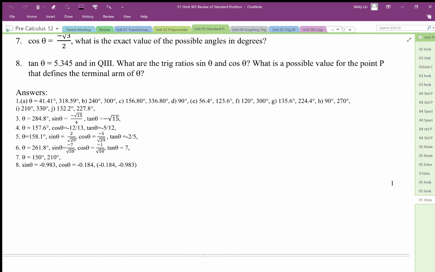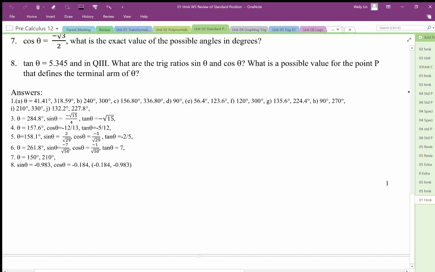Question number 8. Tan theta equals 5.345 and is in quadrant 3. And it asks, what are the trig ratios for sine theta and cos theta? And secondly, what's the possible value for point P that defines the terminal arm of theta?